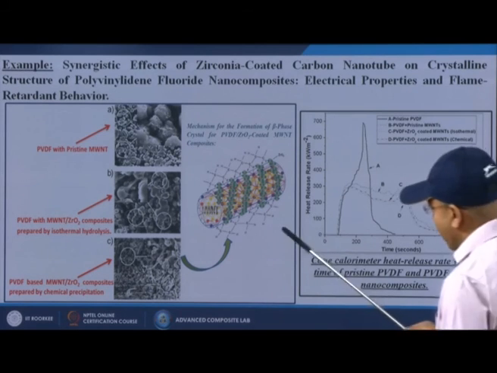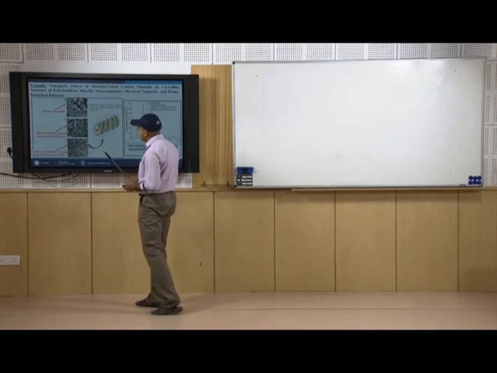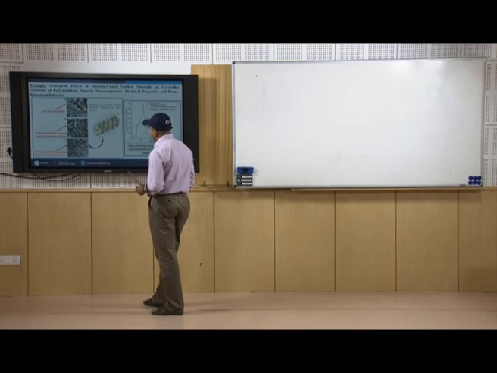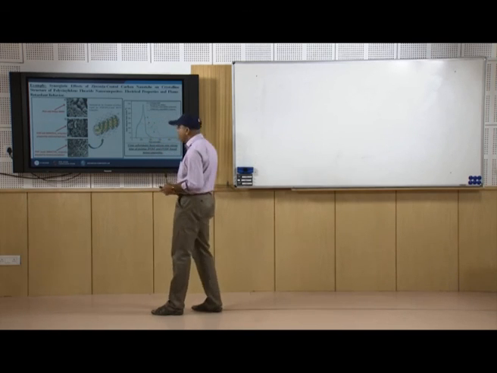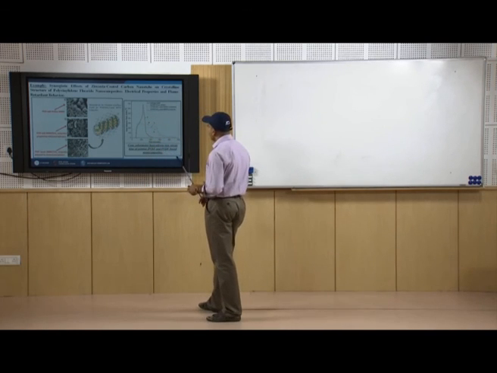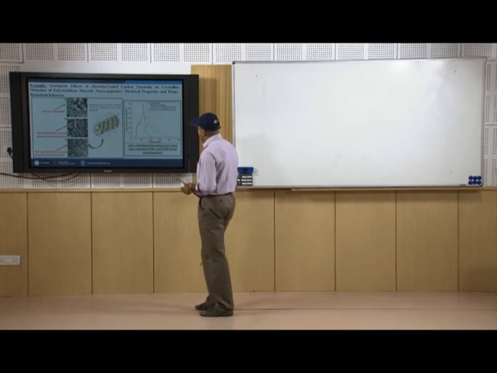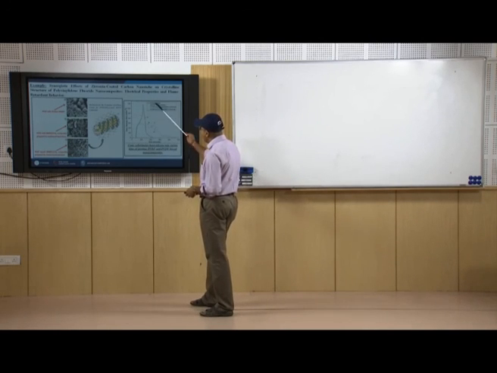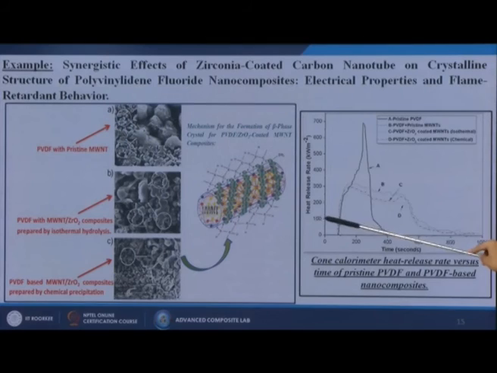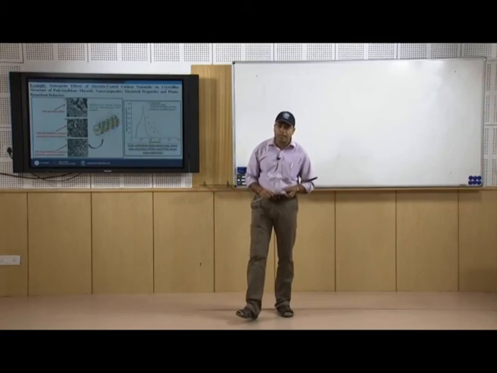Here we have shown a schematic diagram of how the mechanism works on the MWCNT by coating this kind of materials. And on the right hand side we have shown the heat release rate. Initially, A is nothing but the pristine PVDF. When we heat that material, it has a high heat release rate, around 700, and within 400 seconds the total material is finished.